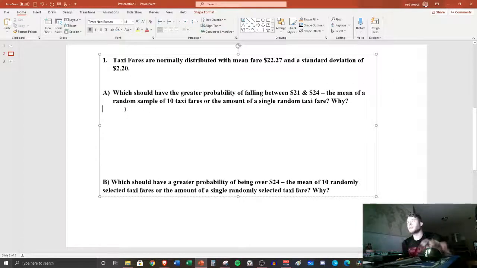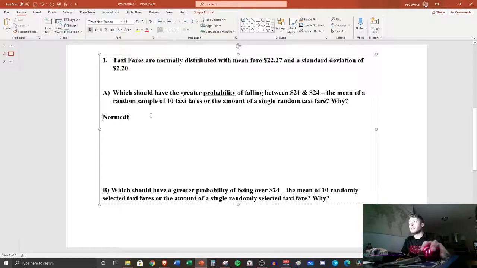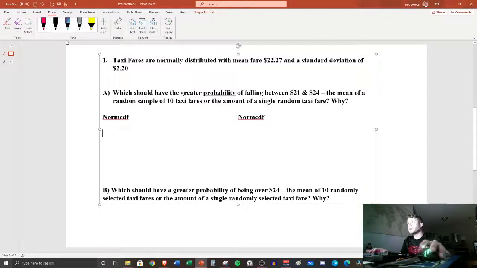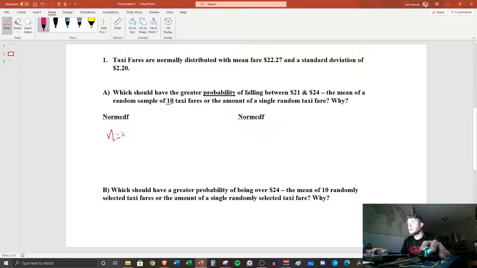As soon as, we talked about this last time, as soon as you see the word probability, we know that we have to do a normal CDF, okay? That should be like the first indicator here. And we're going to be doing a norm CDF of draw. We have a sample of size 10, so we have n equals 10. And then we have single, which is n equals 1. Okay?